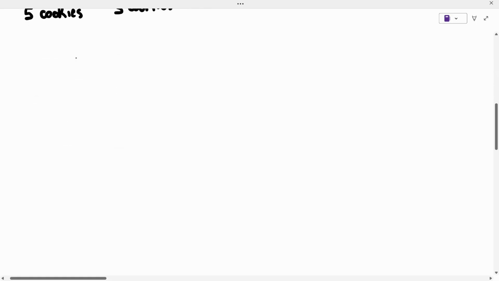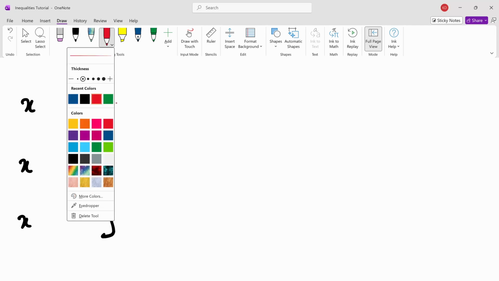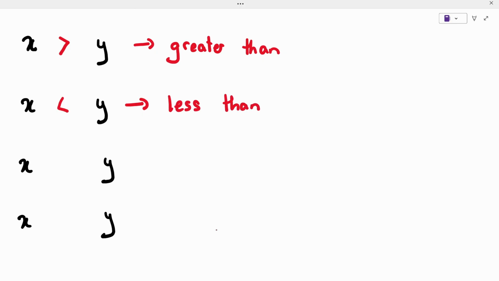So if I wanted to formalize that in more mathematical terms, let's say we have two unknown quantities, X and Y. And I'm going to compare these two quantities. Then I could say one of maybe four things. I could say, okay, the value of X is more than or greater than the value of Y. Or in other words, there are more cookies in X than there are in Y. I could say the value of X is less than the value of Y, right? So this time Y is greater than X.